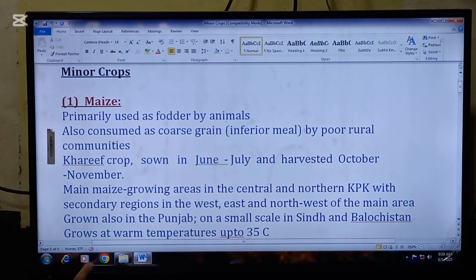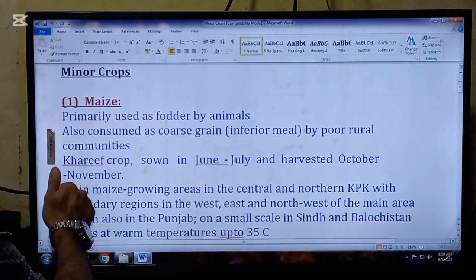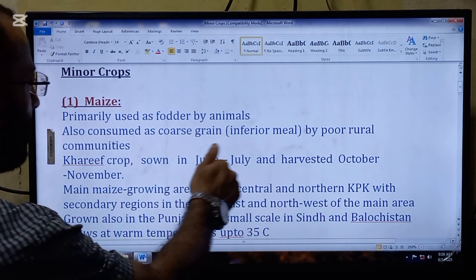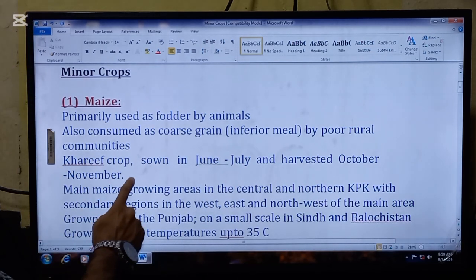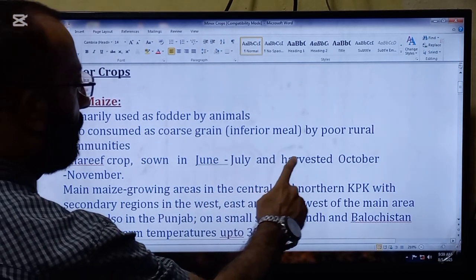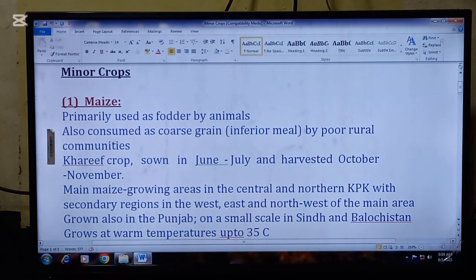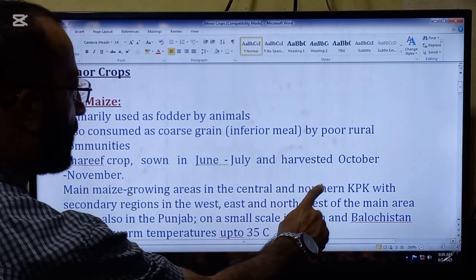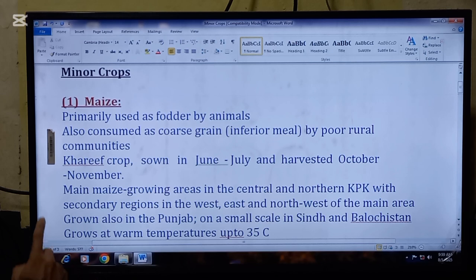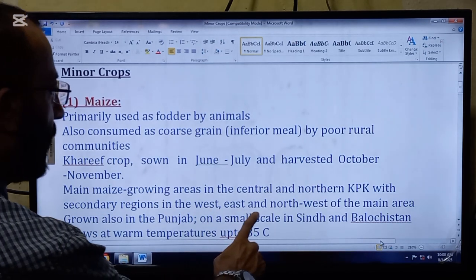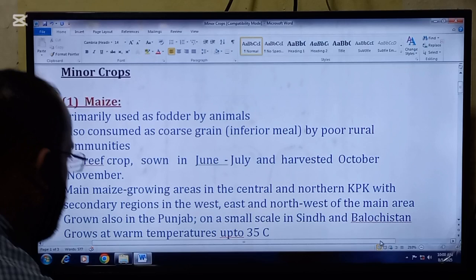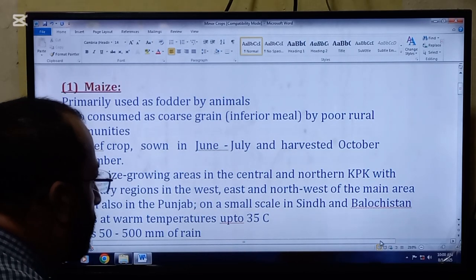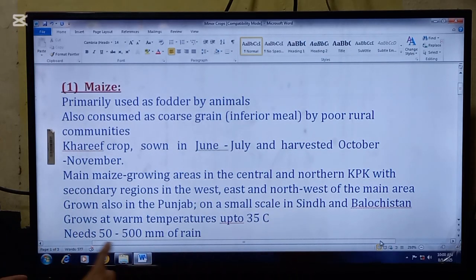The first minor crop that we are going to read is maize, primarily used as fodder by animals, also consumed as coarse grain inferior meal by poor rural communities. It is a kharif crop that is sown in the June-July and harvested in October-November season. Main maize growing areas are the central and northern KPK with secondary regions in the west, east and northwest of the main area. It is also grown in the Punjab, and on a small scale in Sindh and Balochistan.